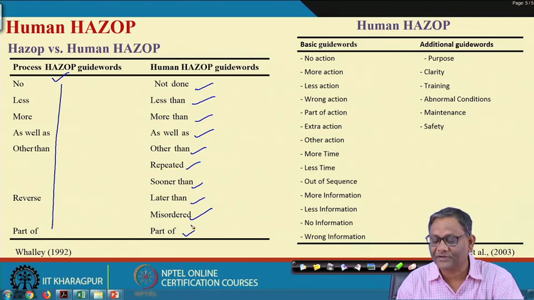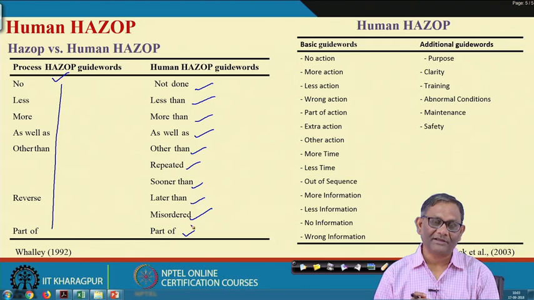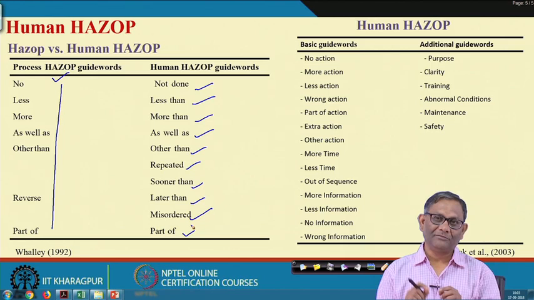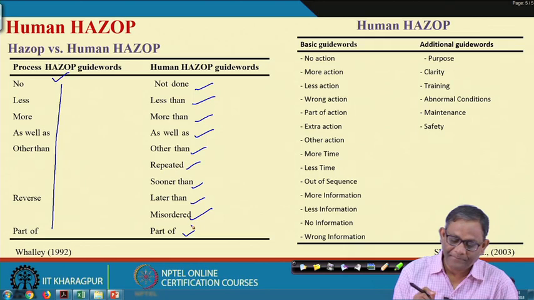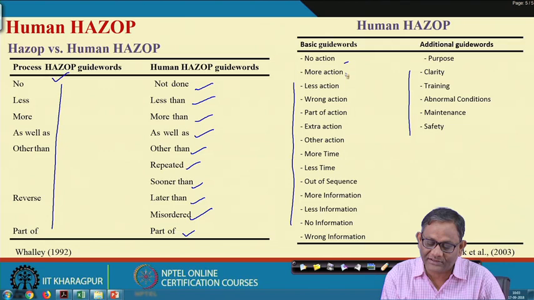Okay. Because it is human work, your guide words should match the human work, the elemental task the human is performing. For that particular task, for example close the valve, it is not done. In case of HAZOP, when you are talking about a valve, we have the process parameter, maybe flow, so no flow. Here it is not done. These are the basic guide words; some more are given here: no action, more action, less action, wrong action, part of action, extra action, other action, more time, less time. So different guide words are given.